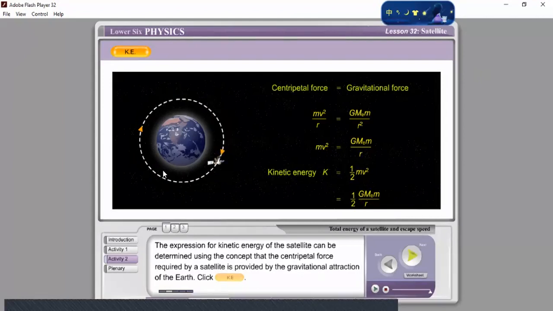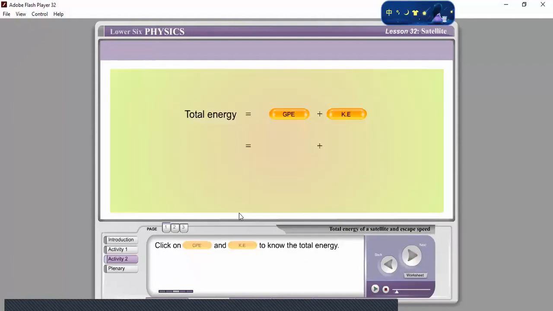When the satellite is moving, it possesses two types of energy. One is the kinetic energy, and the other is the gravitational potential energy. For a satellite revolving around the Earth, its total energy is the sum of the gravitational potential energy and the kinetic energy. Click on GPE and KE to know the total energy.